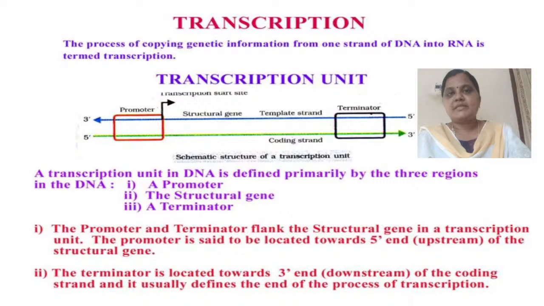So the promoter and the terminator flank the structural gene in a transcription unit, and the promoter is located towards the 5' end, which means upstream of the structural gene. It is the DNA sequence that provides the binding site for RNA polymerase. And the terminator is located towards the 3' end, downstream of the coding strand, and it usually defines the end of the process of transcription.